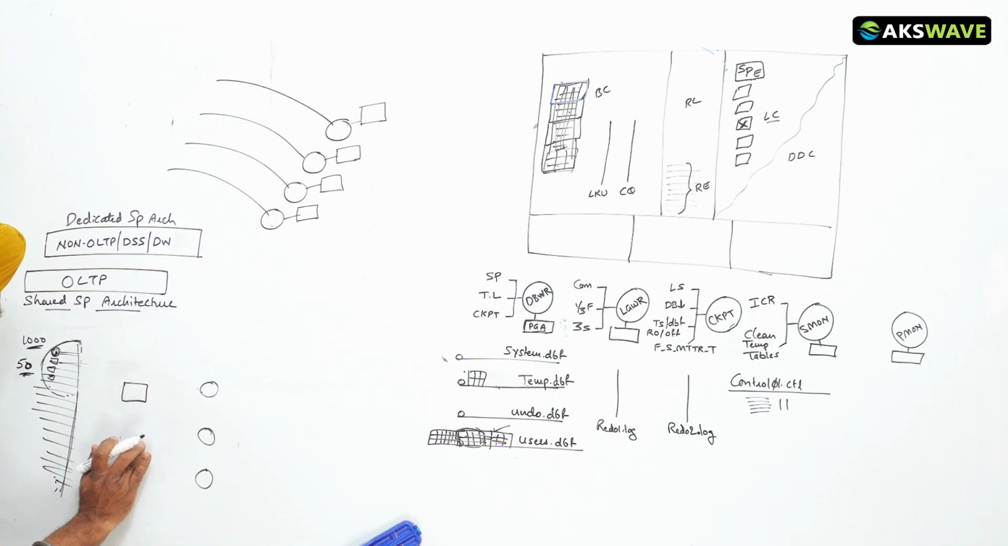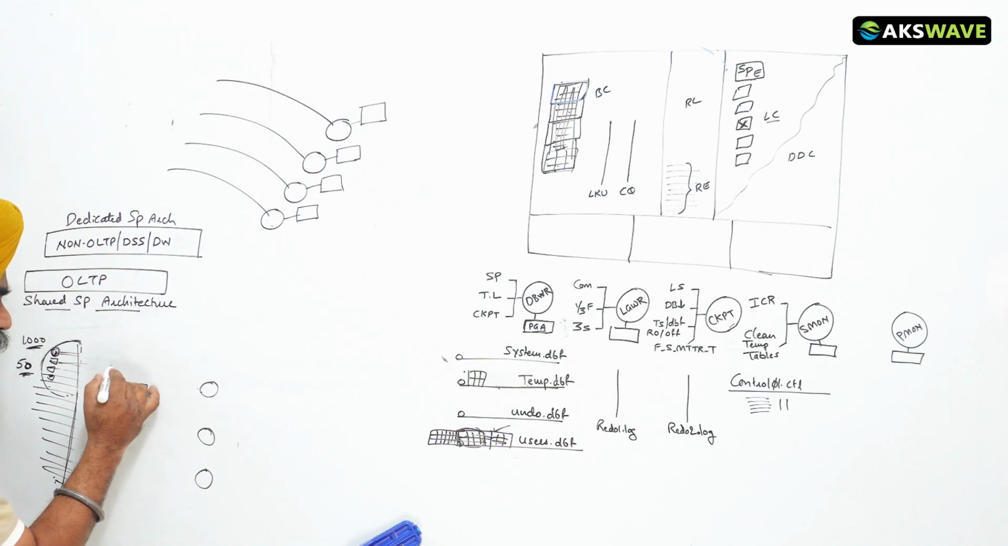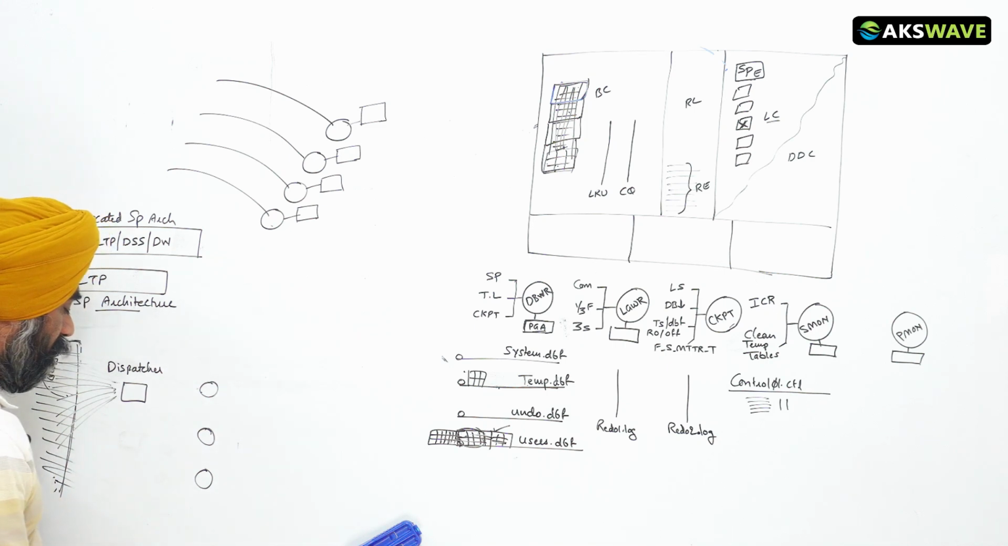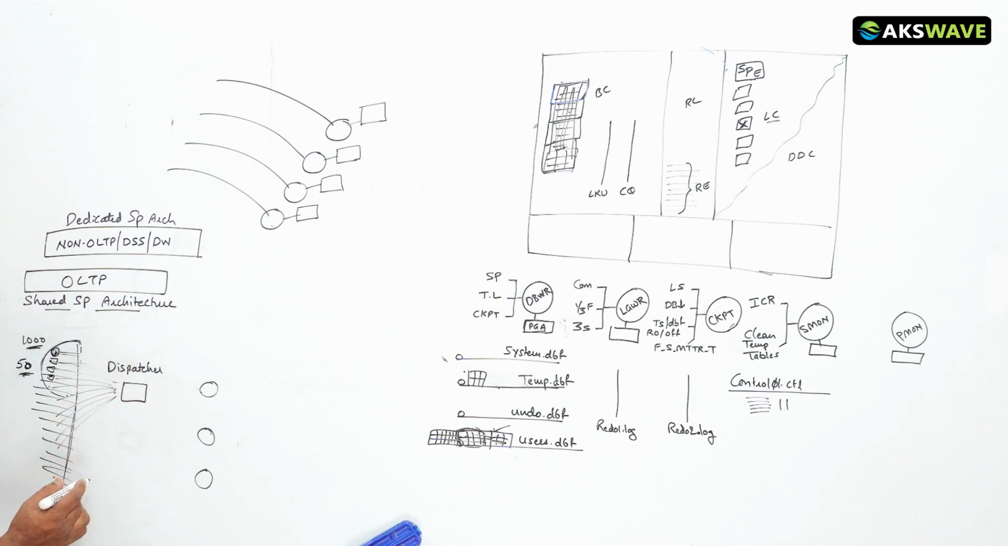I'll just keep it only one. You can have one or multiple. We call them as what? Dispatcher process. Now dispatcher process is the one where all this request comes in. He's the guy who takes all requests. All the requests are coming to where? To dispatcher process. Agree? All the requests coming to dispatcher.